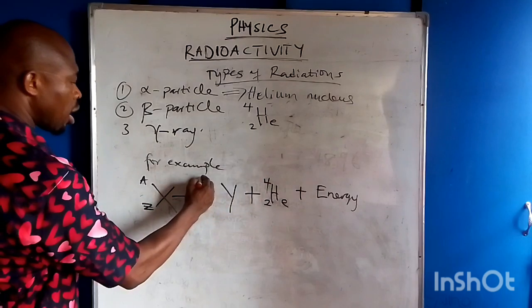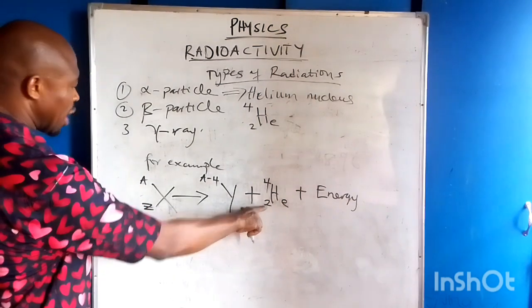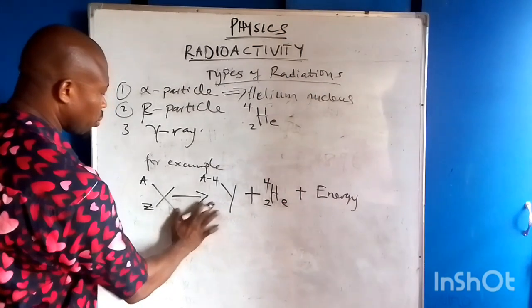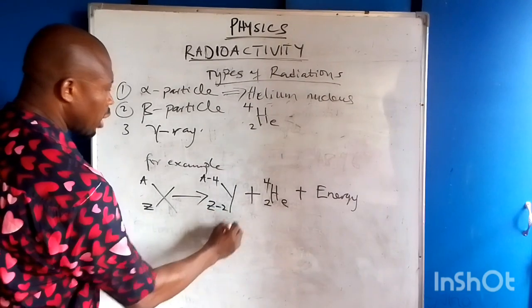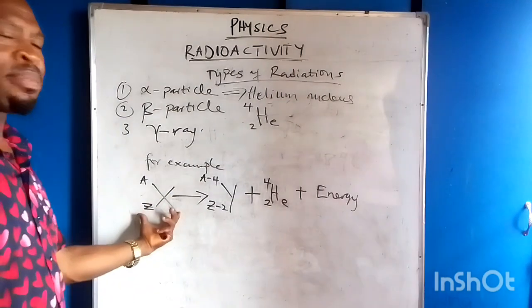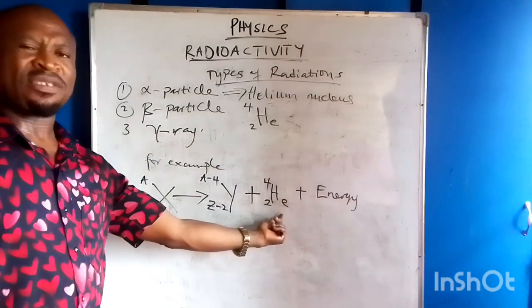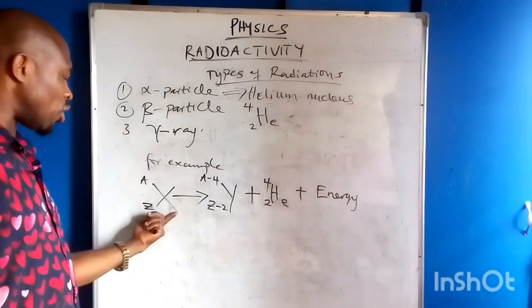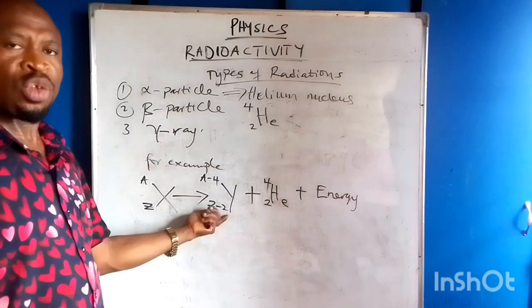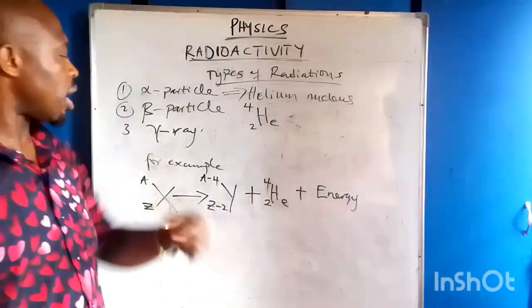So the mass number of this one will be reduced by 4, that means we have A minus 4, while the atomic number will be reduced by 2, so we now have Z minus 2, plus this. This is a representation of a situation whereby an element X releases just a single alpha particle plus energy. This one is the parent nucleus, while this is the daughter nucleus. Remember, this one is still radioactive. It can split or disintegrate or decay into another element.